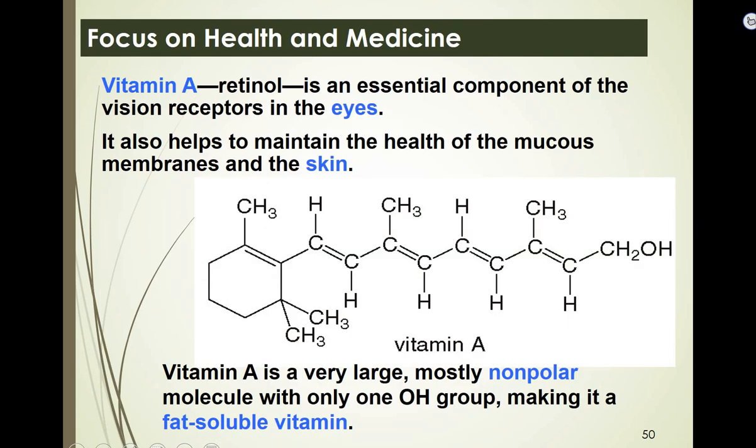Vitamin A is retinol, is used, helps with the vision receptors in the eye. It also helps maintain the health of mucous membranes and skin. This is what vitamin A looks like, and you can see it has a ring in it. This is not an aromatic ring, and remember, an aromatic ring has to have every other one a double bond, and it's only a 6-member ring. That's a benzene ring. This is not aromatic, so if she asks you if it was aromatic, you'd say no.